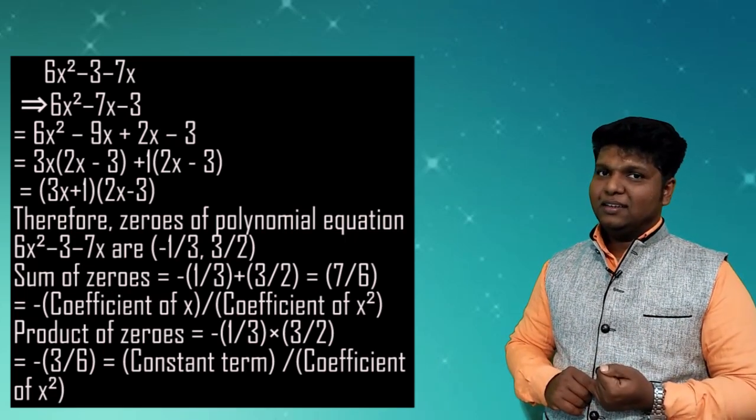It's verified. Right? This is the way to find the zeros of an equation and then verify the sum of the roots and product of the roots. Clear? Coming to the next question. 4u square plus 8u is equal to 0. Here actually there are only two terms. 4u square plus 8u is equal to 0.